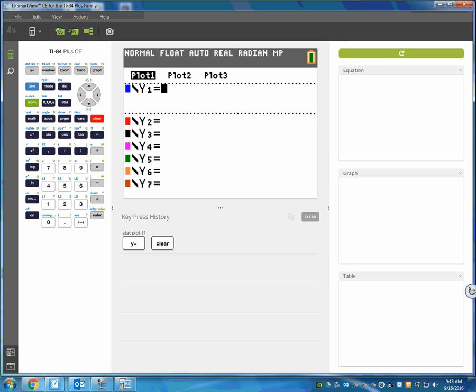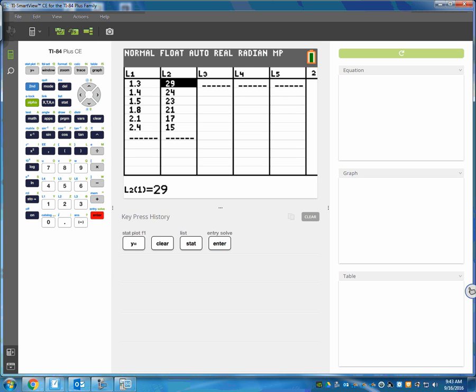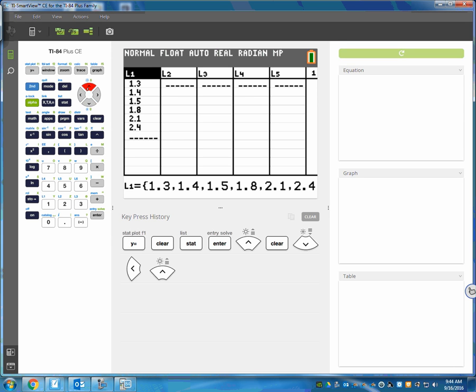So, clear this out, and then you're going to hit this stat button right here. And then we want to edit the stat. So it should be on edit, and you just hit enter, and you see these columns that should say L1, L2, maybe you have some numbers in there. You want to clear these numbers out. You can clear everything at once, or you can arrow up to where it says L2 and hit clear, and it deletes all of them. Arrow up, hit clear.